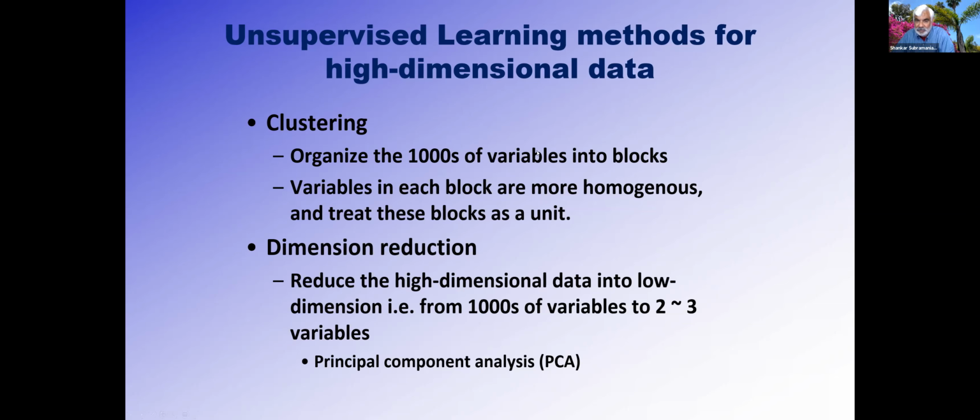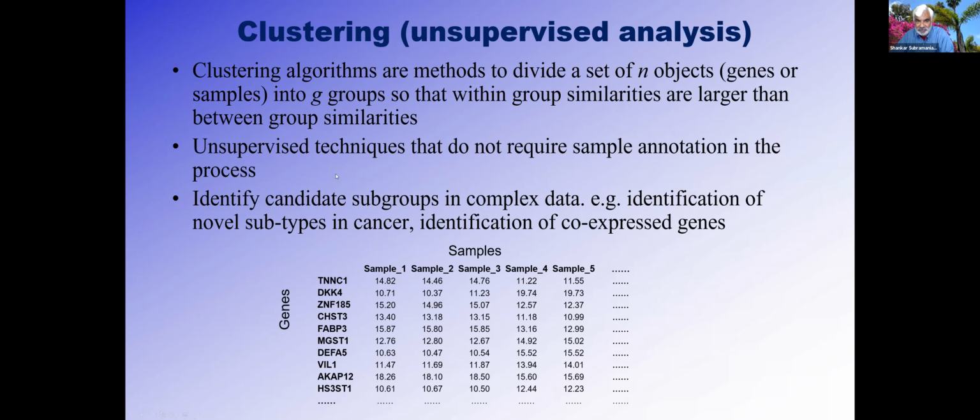You organize thousands of variables into blocks. Variables in each block are more homogeneous. And this is also a way of dimension reduction, because you're reducing high dimensions into low dimensions. So we do clustering, and it also helps you do principal component analysis, another bread and butter tool for lipidomics measurements. So let's look at this clustering.